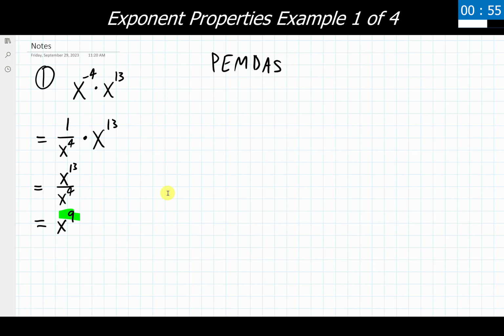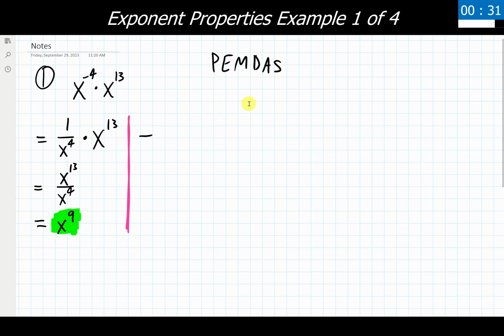Now you're more than welcome to use this method by doing some of the rewrites ahead of time if you would like to. You also have the option, and I want to show just this other option here as well, where we're not going to deal with the negative exponent first. We're noticing that I have two things multiplying together. So the bases are the same and they're multiplying together, which says I can use the product rule.